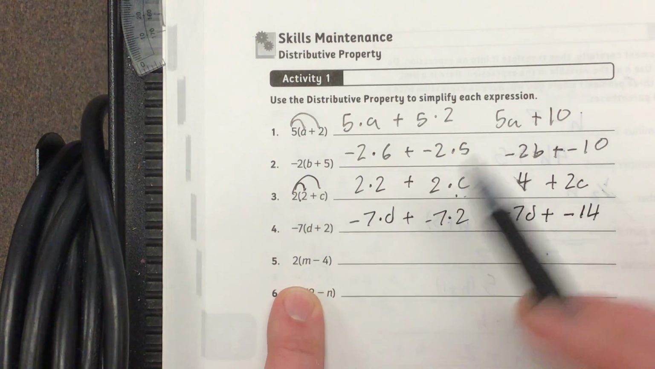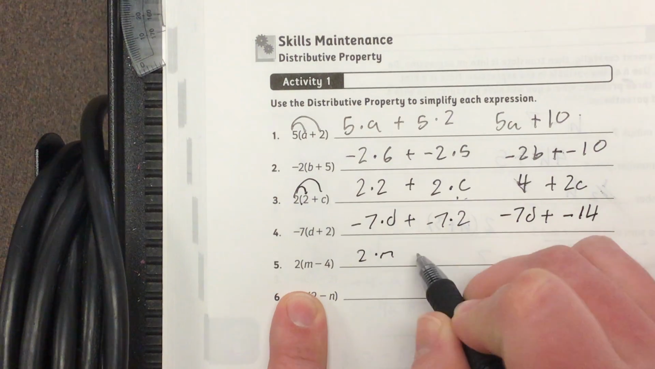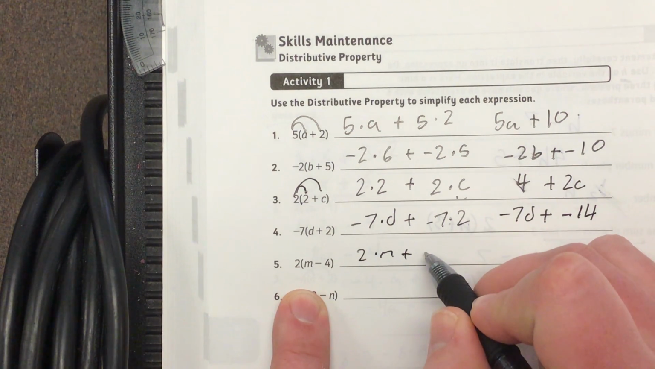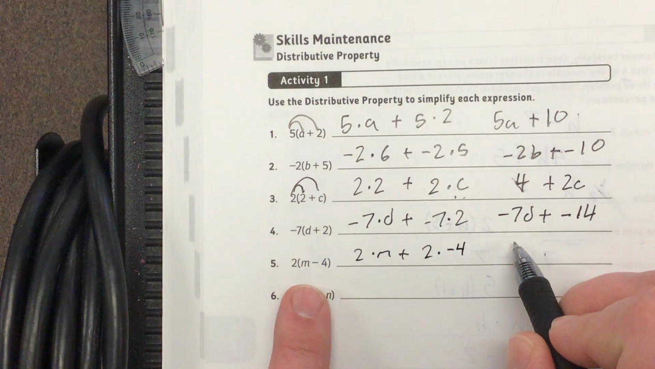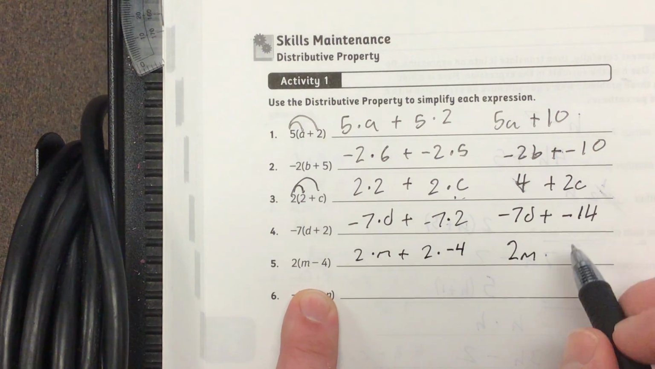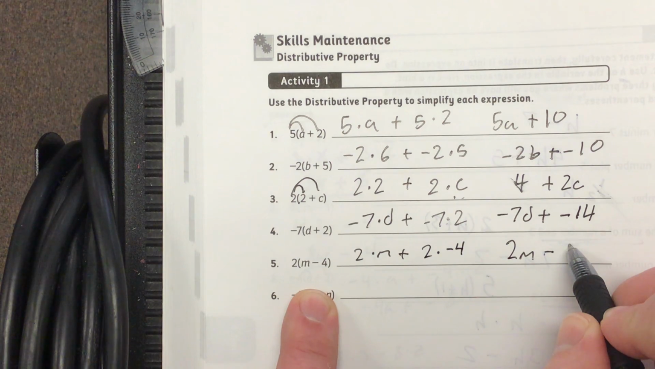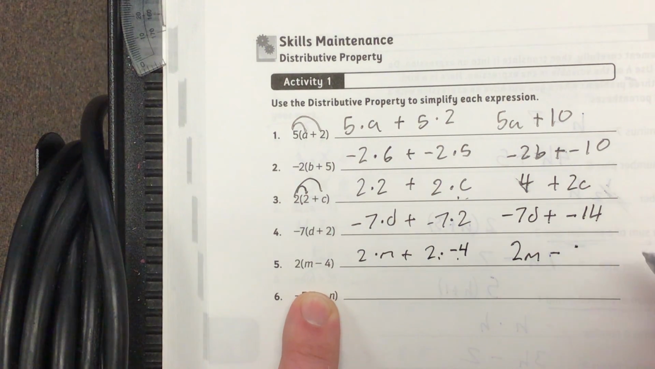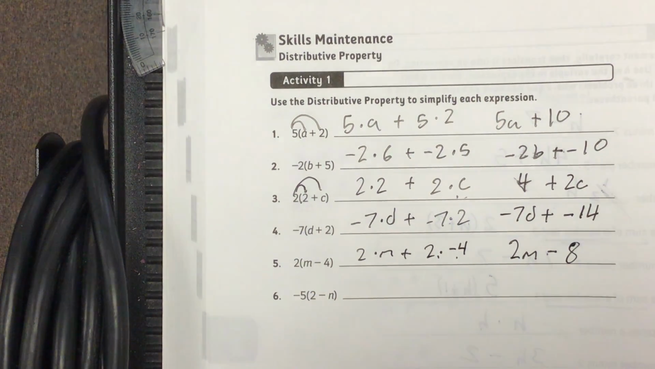Landon, you got number 5? Okay. First is 2 times M. Then plus 2 times -4, right? Yep. And then you make it 2M minus... 2 times -4 is -2. Or not, I meant -6. Or 8. 2M minus 8.